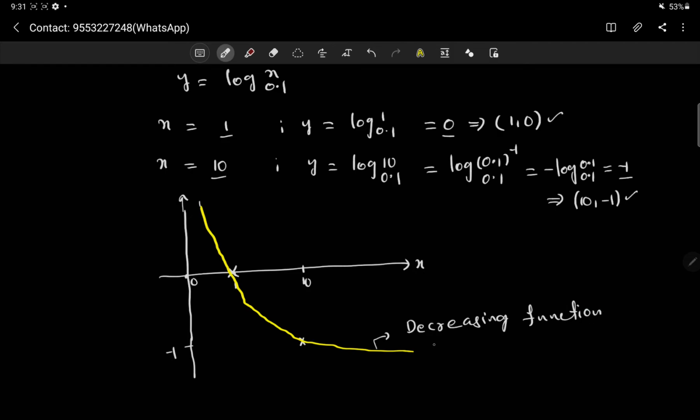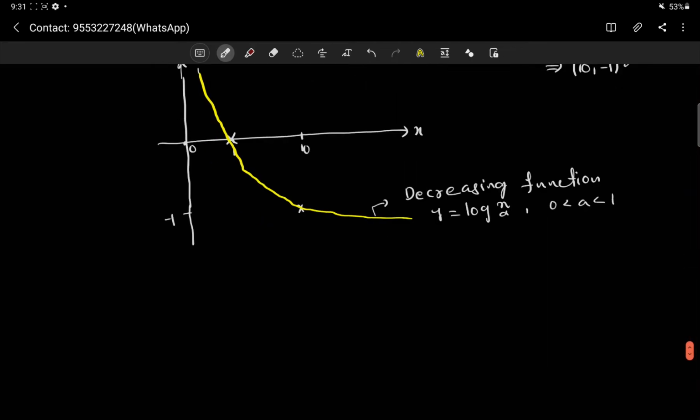Which function is it? That is y is equal to log x base a. We got it as a decreasing function when the base is less than 1. So when the base is less than 1, log x base a is a decreasing function. When the base is greater than 1, it is an increasing function.